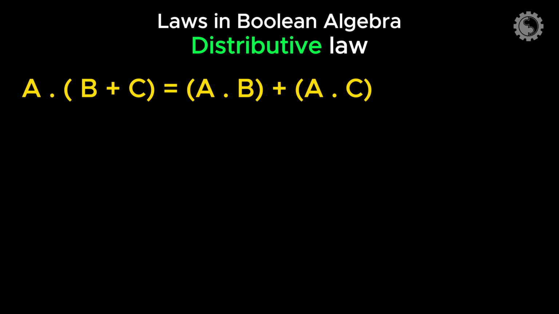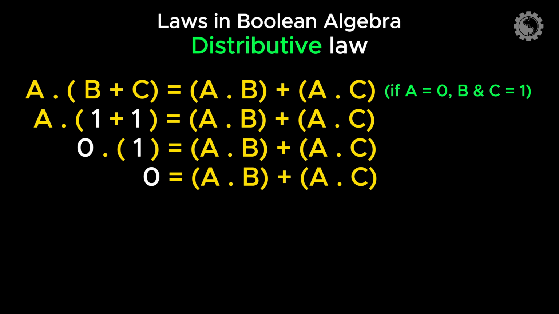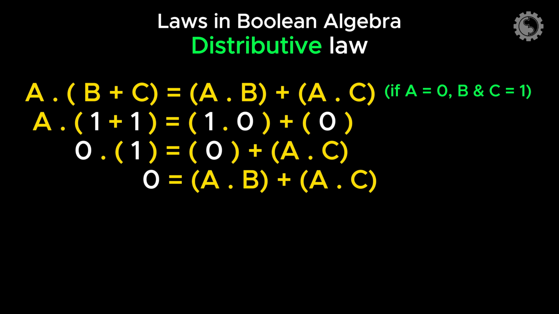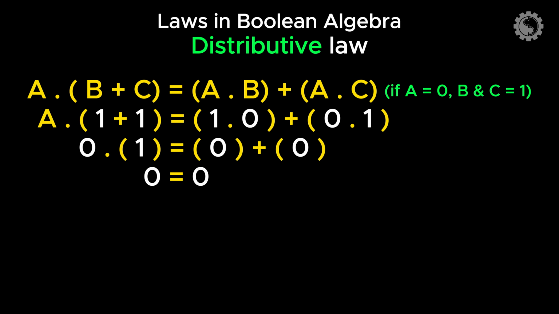In the first expression, if we give A as 0, B and C as 1, B and C becomes 1. Next A or 1 results 0. In RHS, A and B are 0 and A and C are 0. So, 0 or 0 results 0.